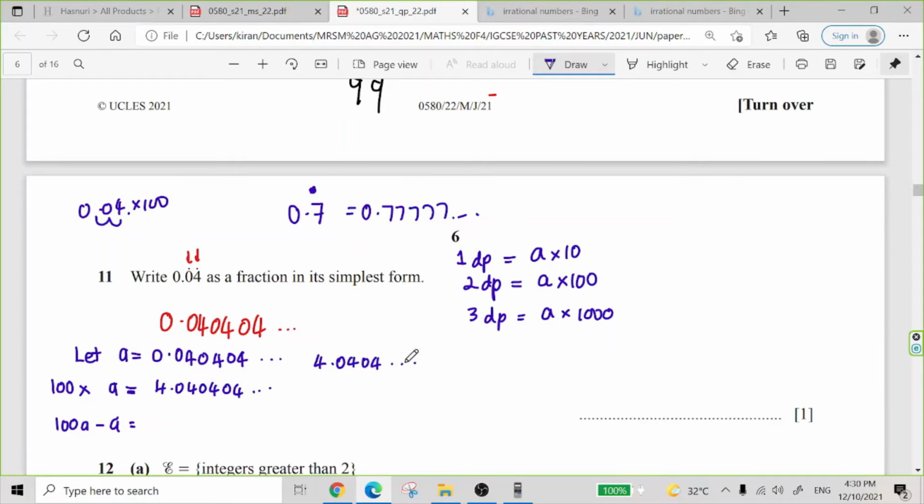04 and so on. Tolak dengan 0.04 dot dot dot. So apa yang akan dapat ialah 4. Yang kat belakang ni dah awak dah eliminate dah dia. So kat sini 100A minus A, so kita akan dapat 99A equal to 4. Okay. So A ialah 4/99.